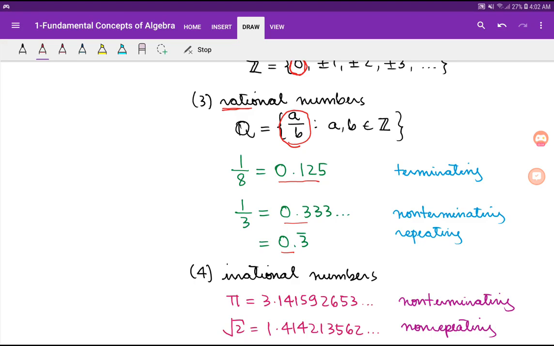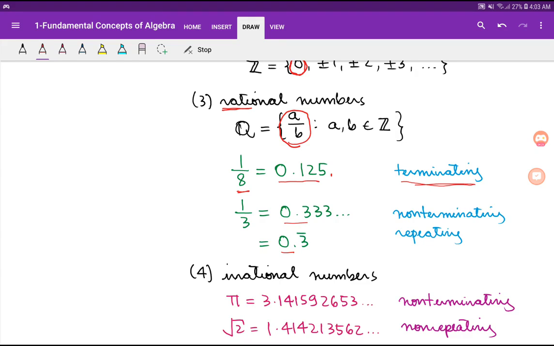An example of a terminating decimal is 1/8. If we convert it into a decimal, it will be 0.125. So the decimal representation stops at the third decimal place. This is what we call a terminating decimal.